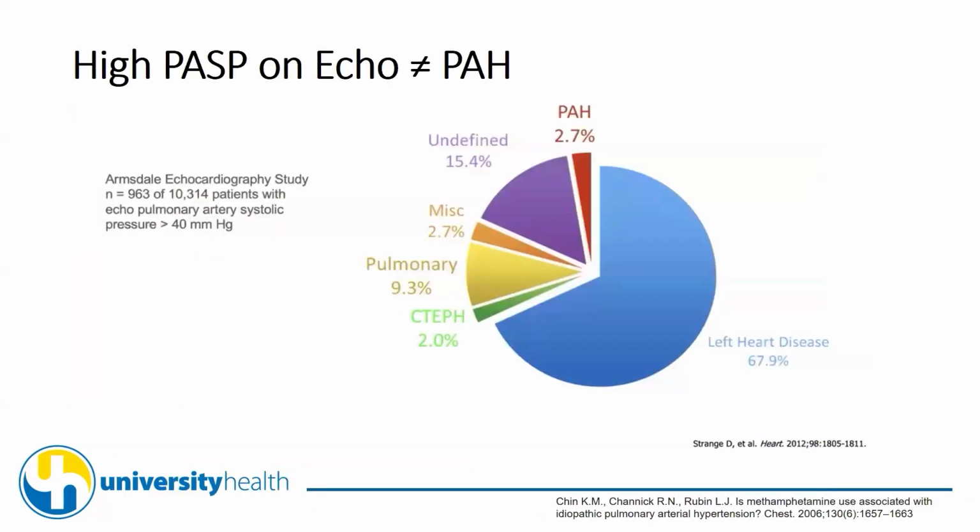So high pulmonary artery systolic pressure on an echo does not mean pulmonary arterial hypertension. This was a study done in Australia where they took 10,000 random patients and did an echo on them. And 963, so about 1% of them had an elevated pulmonary artery systolic pressure of greater than 40. So when those 1,000 patients were worked up, 2/3 of those patients, so 67%, had a high PASP due to left heart disease, and only 3% had a high PASP due to PAH. So PAH, in relativity, is a rare disease.